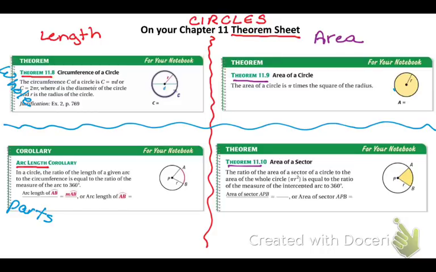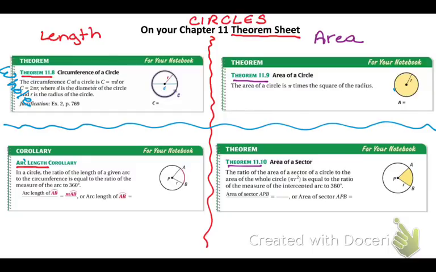If you have a question that asks for an arc length, you're going to say, okay, I'm looking for length and I'm looking for the part, and voila, here's my arc length corollary. The same thing with a sector. If you're asked for the area of a sector, you're going to go to the area side of your theorems, and then choose the part because you're looking for the part of a circle. Also, please notice in these, if you haven't put notes on your theorem sheet like you should be, these are not complete as they're written.